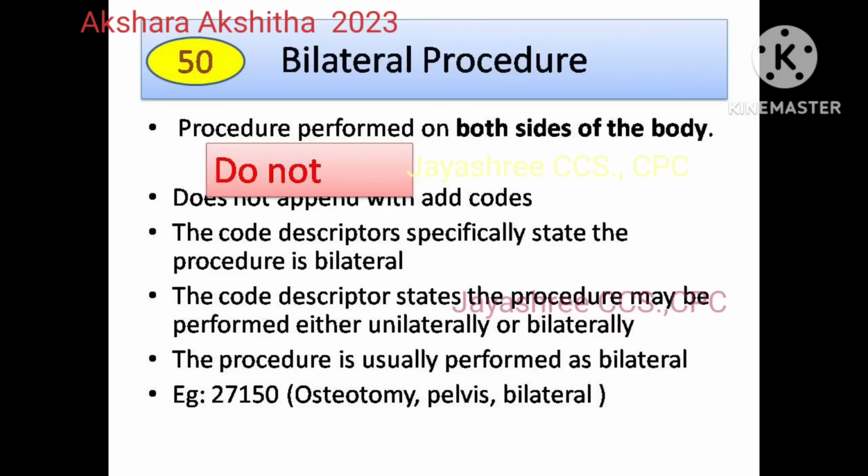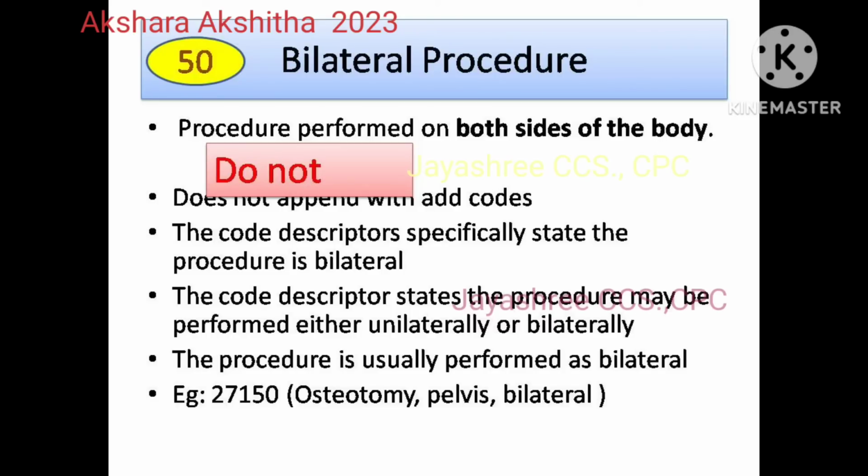Okay, then the next modifier is the bilateral modifier. Bilateral modifier means 50 modifier. 50 modifier means bilateral, so we append this modifier when it is both sides. This is a laterality based modifier. So both sides, both hands, both legs, both ears, like this. If the doctor is performing the procedure on both sides of the body, we need to append the 50 modifier to the surgery code.